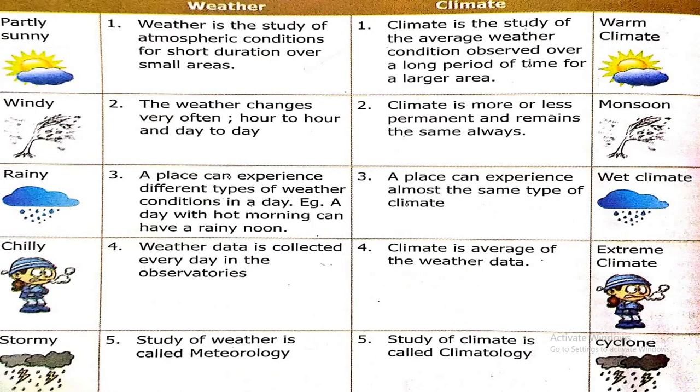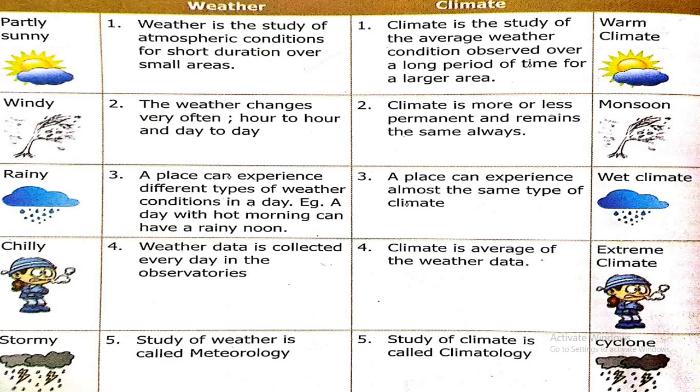Just look into this column. Okay, what does this say about weather and climate? When it is partly sunny, windy, rainy, chilly, stormy, what does it mean? Weather is the study of atmospheric conditions for a short duration over a small area. Whereas the climate is the study of average weather conditions observed over a long period of time for a larger area.